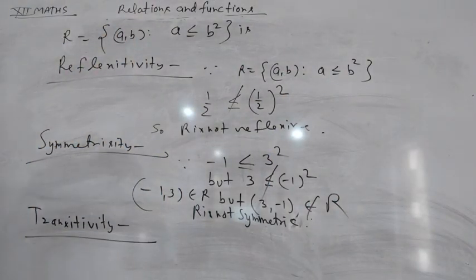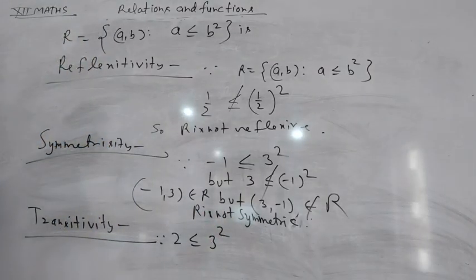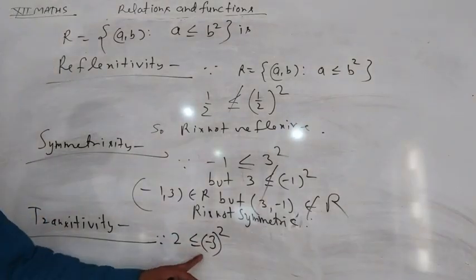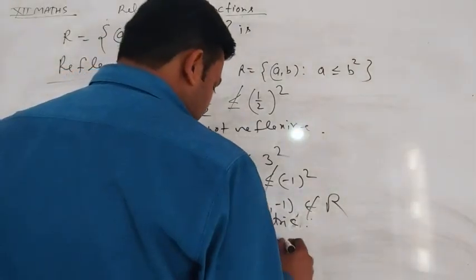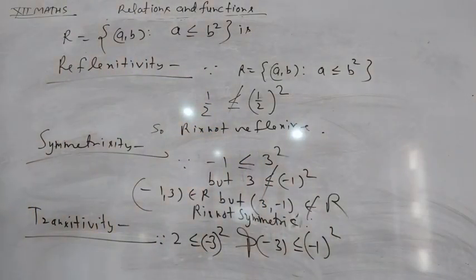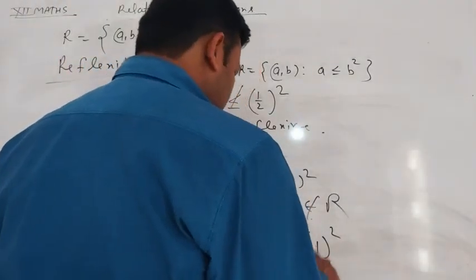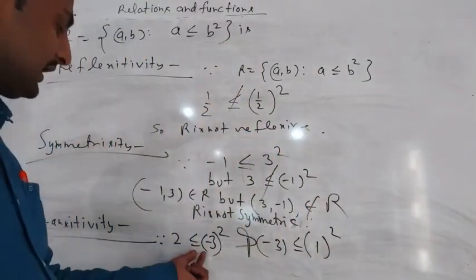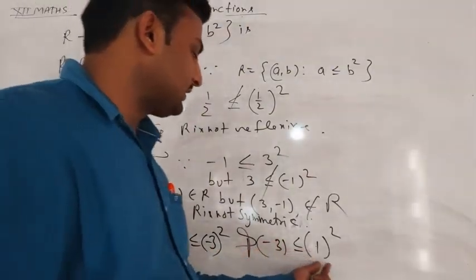So we take again an example. Let 2 be less than (−3) squared. Okay, 2 is less than (−3) squared, students. Right, 2 is less than (−3) squared, and −3 is less than 1 squared. So −3 is less than 1 squared. So students, 2 is less than (−3) squared, because here it will be 9. So 2 is less than 9, and here −3 is less than 1.